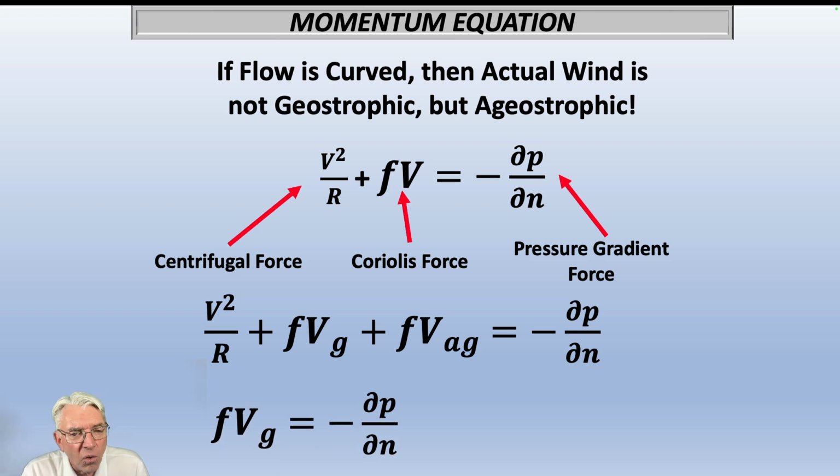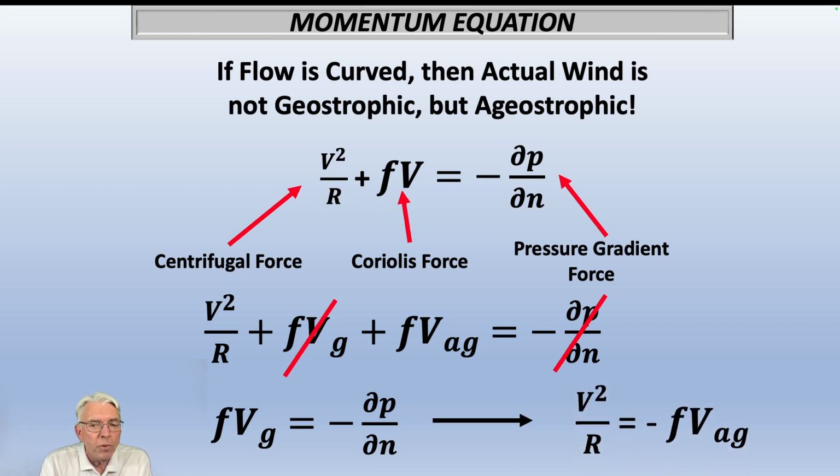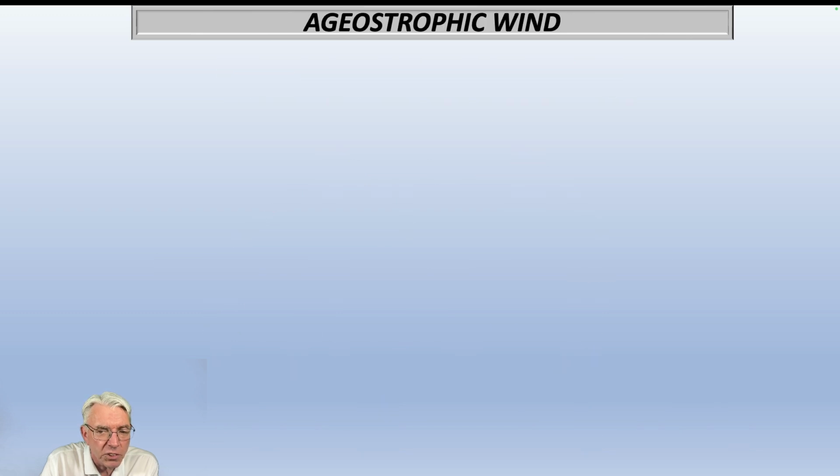Now, we know from before that the geostrophic wind is balanced with the pressure gradient force, right? Or the Coriolis force is balanced with the pressure gradient force. And so we can knock out these two terms, okay, because they balance each other. And so now, what are we left with? We're left with the centrifugal force equal to the ageostrophic part of the Coriolis force. Okay, you with me so far? So it's the ageostrophic part of the Coriolis force which is balancing the centrifugal force.